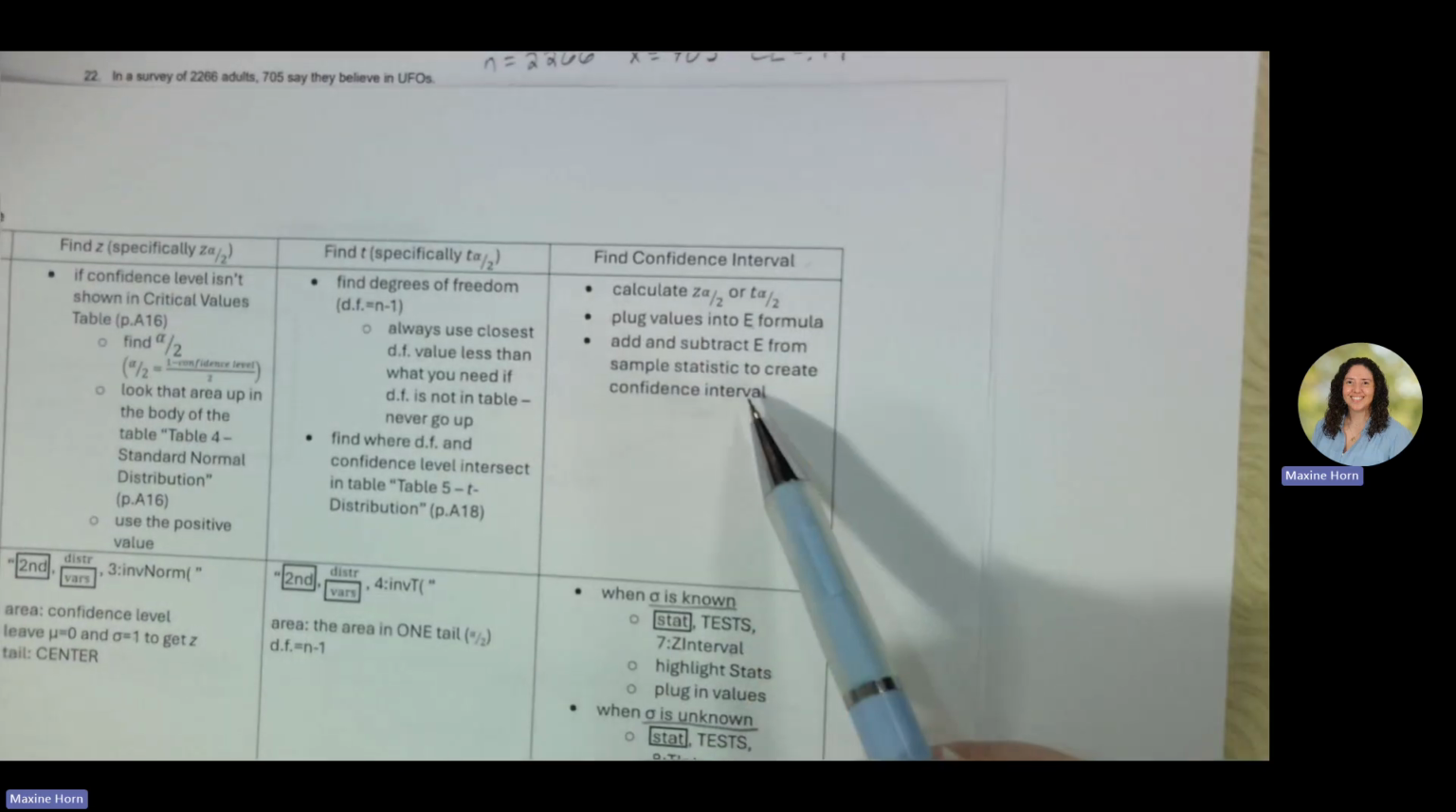Construct a 99% confidence interval for the population proportion of adults who believe in UFOs. Okay, so again, we can either do it by hand or we can do it in the calculator.